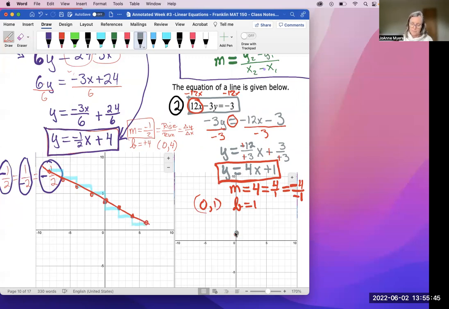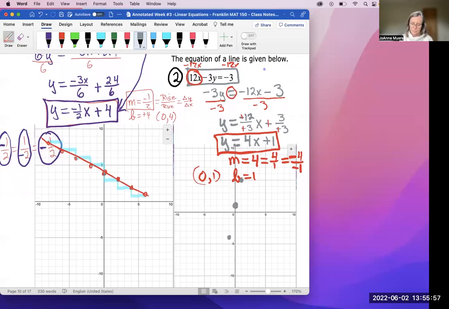Graph it in gray. My slope is up 4 over 1: 1, 2, 3, 4. Or down 4, negative 4 over negative 1... down 4, over 1. So my graph will look like this.